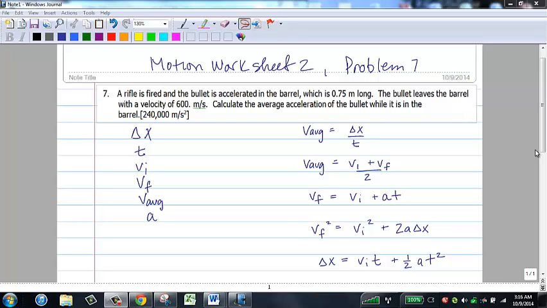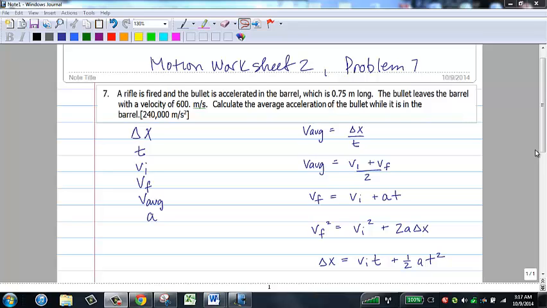Hello. A few of you emailed me to ask about problem number 7 on motion worksheet 2. It was a little bit hard to explain through email because of referring to the various equations and writing out the words for delta x and things like that. So I thought I would solve that one in a video in case other people were having trouble with it.